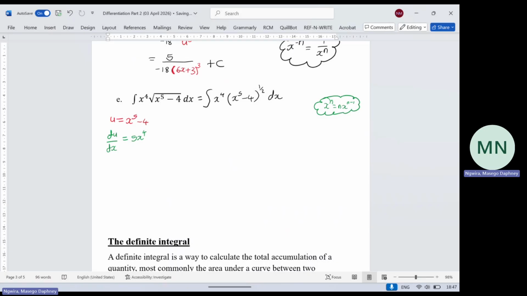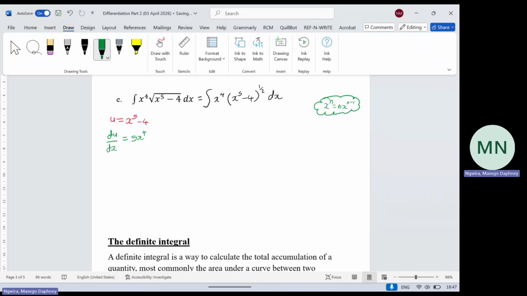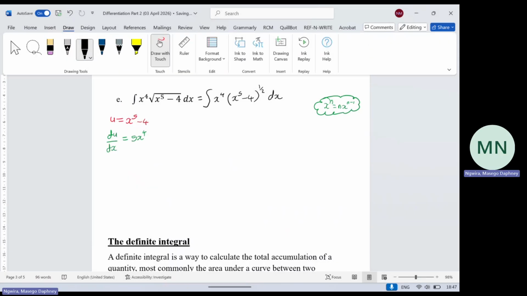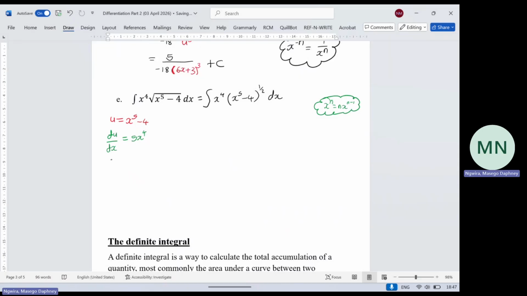All right, so now please listen. On this one, when we swap, we're only going to swap the 5. We're going to leave the x on the right-hand side. The only thing that we swap is 5. Every time, you only swap the number, nothing else. Please remember that. So when we swap, we are going to have du over 5.